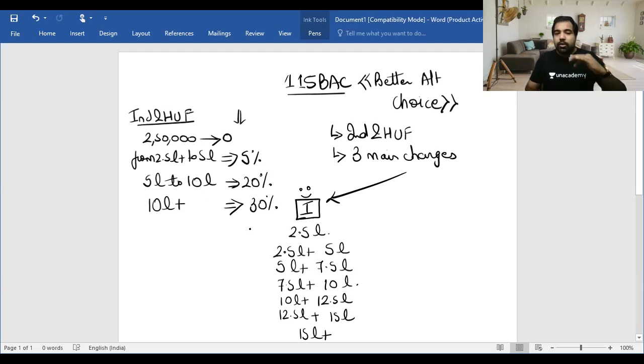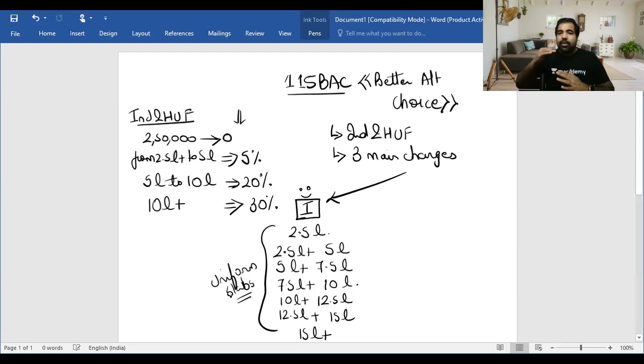So have they made it a uniform thing? Yes, they have made it very, very uniform. All the slabs are now uniform. Is it a good thing? Yes, it's a good thing. Instead of having erratic jumps in the slab, it's a very, very systematic slab. So you would opt for this because of this reason. There are three main reasons, and one is this reason you could opt for this 115BAC.